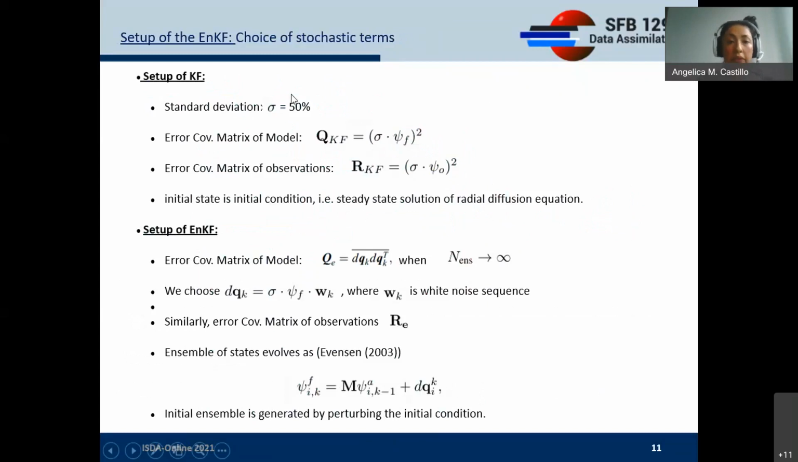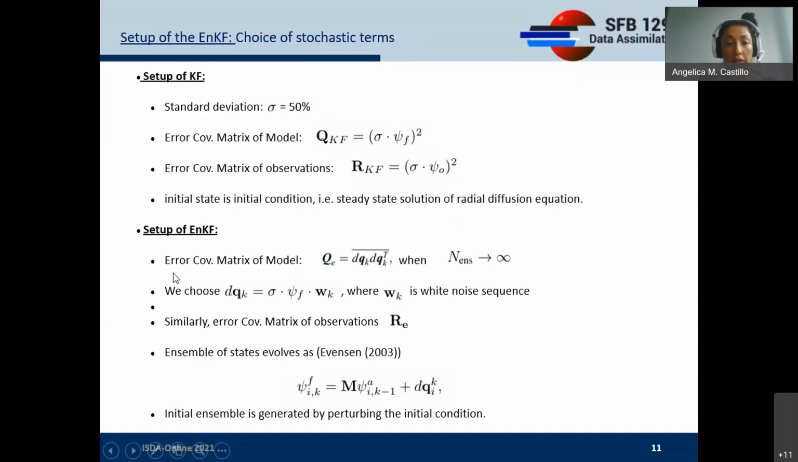How do we set up the Kalman filter? Because it's really difficult to study errors of observations and models in a laboratory that is in space, we simply set up a standard deviation that is 50% for both the model and the observations. Now, this little guy here is the forecast state, and these are the observations. The initial state of the Kalman filter is usually set up as the initial condition of the model, which is just the steady state solution of the diffusion equation.